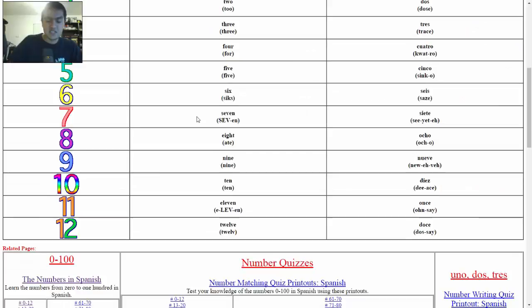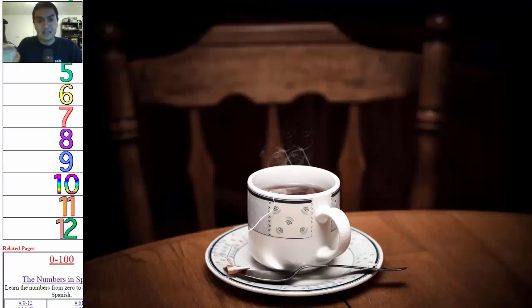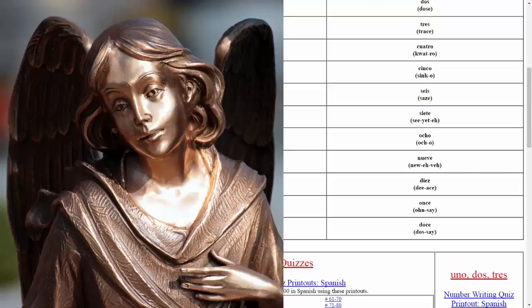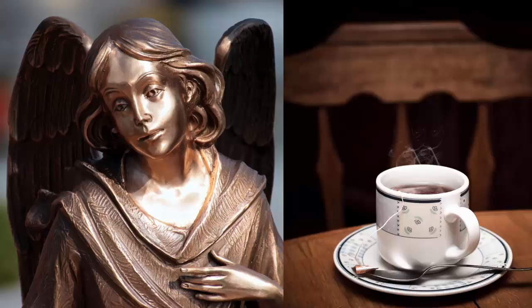7 in Spanish is siete. For me, I kind of get seat, siete, or sit. Then the last part, te, I think of tea. And so for me, 7 is heaven. So maybe I'm telling the angels to sit, and then we start having some tea together. And so that's what I picture.